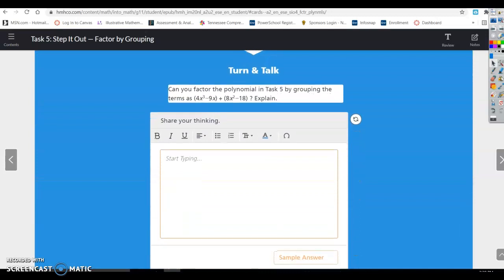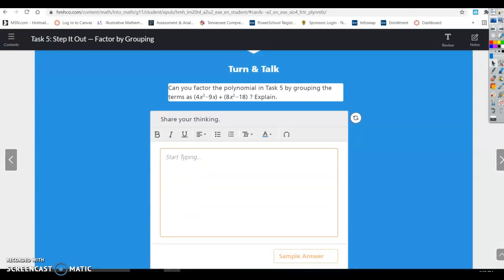All right, it says, can you factor the polynomial in task 5 by grouping terms this way instead of the other way? So as you can see, they've got the x term and the x squared term reversed. So let's look at that real quick. 4x cubed minus 9x plus 8x squared minus 18. So what they did was use commutative property basically to switch the order of these two and see if it still works the same way.